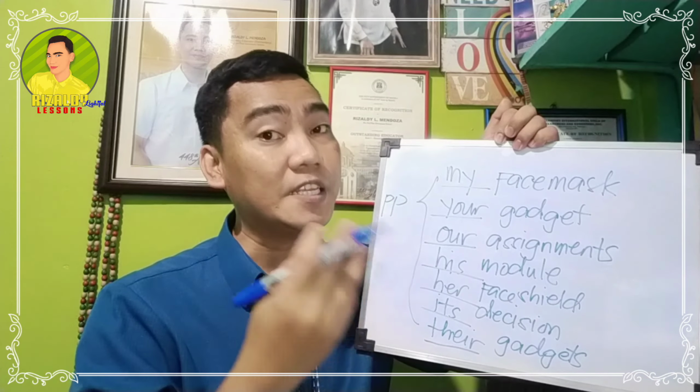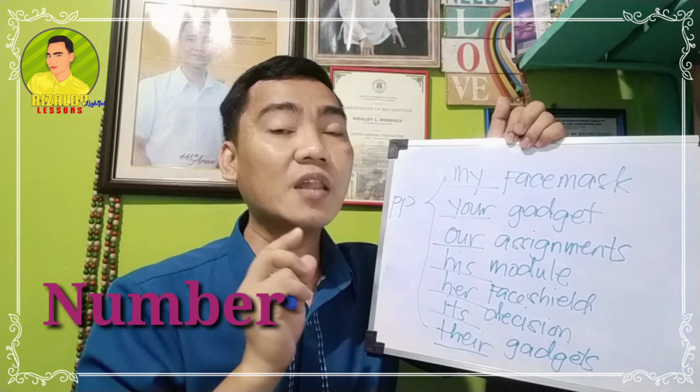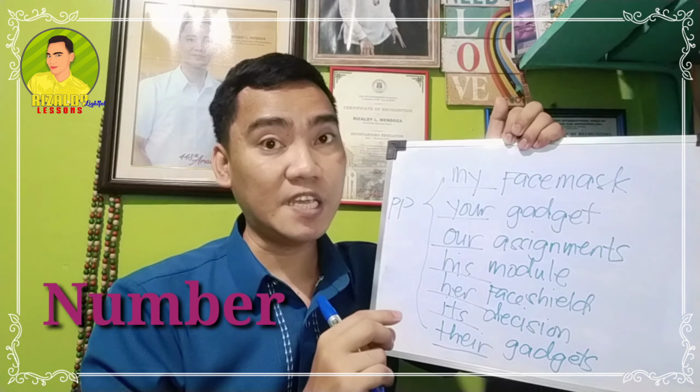Still, here you can also apply the so-called number in grammar. Remember the number in grammar? That means if we are talking about singular, you are referring to only one. That's why it's singular. Then if you are referring to two or more, that means you are using the so-called plural. So singular and plural are the two numbers in grammar.